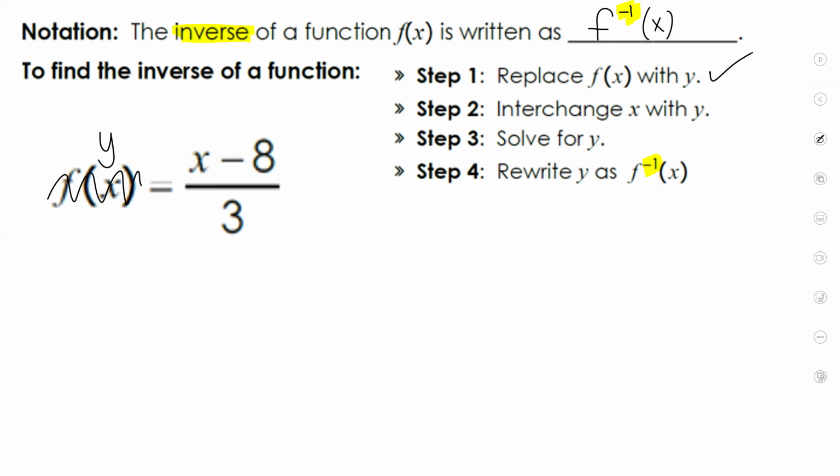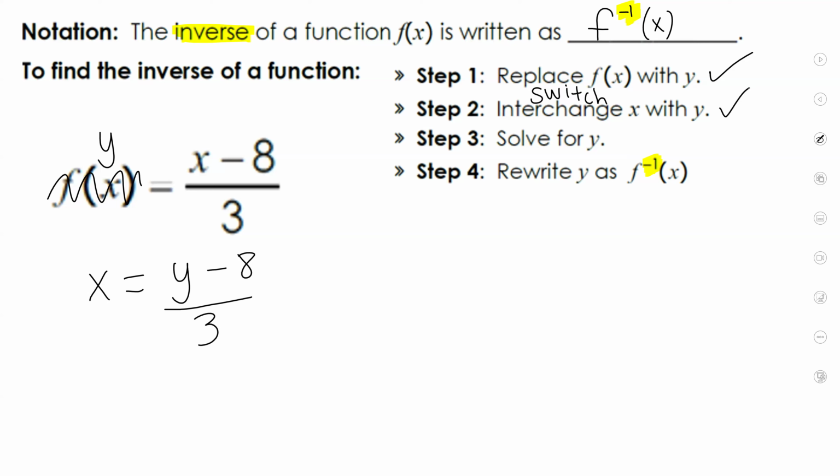Okay, now, whenever we solve for an inverse, you're always going to interchange x with y. If you don't like that word, just think of it as switching x and y. So what I'm going to do is, instead of a y, put x. Instead of x, put y. We just switched x and y, just the location. Swap x and y. That's step 2.